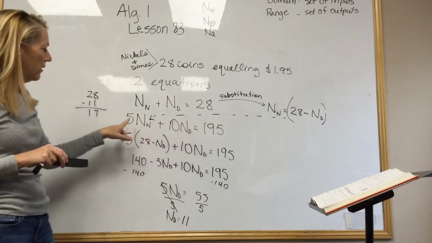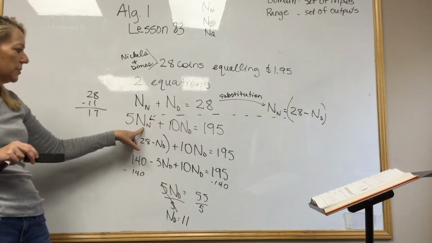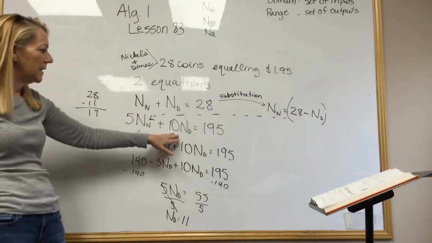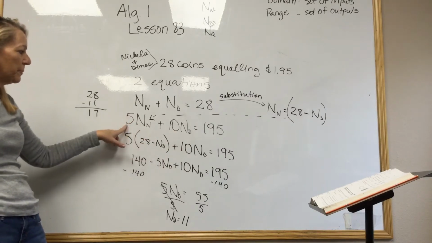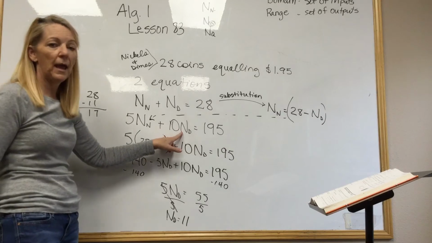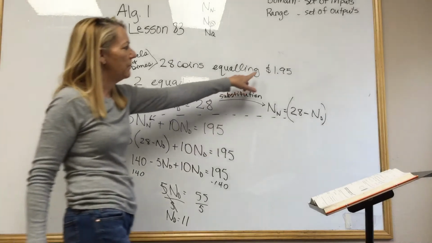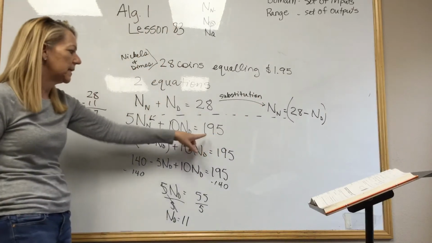Then we have 5 times the nickels to make it the value. The value of nickels is 5 cents. The value of dimes is 10 cents. So however many nickels we have, we multiply that by 5. However many dimes we have, we multiply that by 10, and we get 195 cents. We change it from $1.95 to 195 cents.